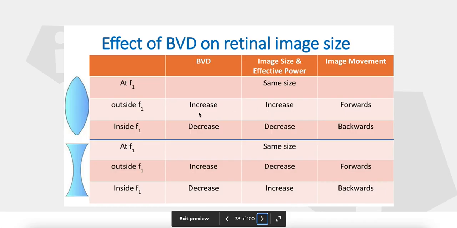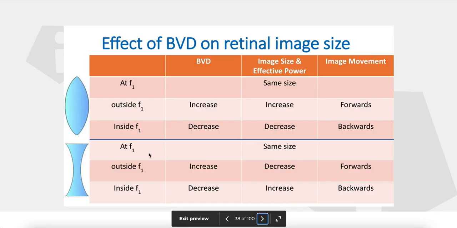For example, if the patient is wearing a plus lens and puts it down on his nose, the back vertex distance increases and the image size increases. There is magnification, so that hypermetrope, when he is not comfortable with glasses, moves them down his nose. And what happens if we change the spectacle to contact lens? The image size will decrease, the power will decrease, as we are now inside the F1 and moving inside the eye. So we need to compensate for this by increasing the power. So the contact lens power should be more than the glasses power.